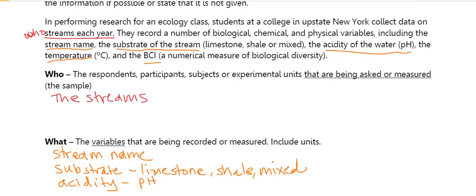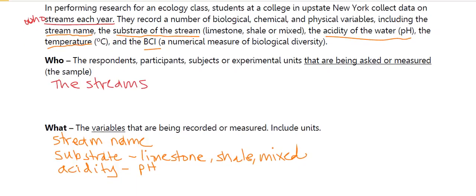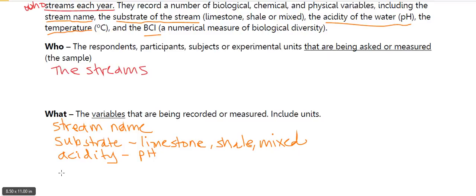Then the temperature and the BCI. Temperature, very important to know that it's in Celsius, not Fahrenheit. And the BCI, we don't have any units given on this. It says a numerical measure of biological diversity. It could be unitless, or it could be something that biologists would know.